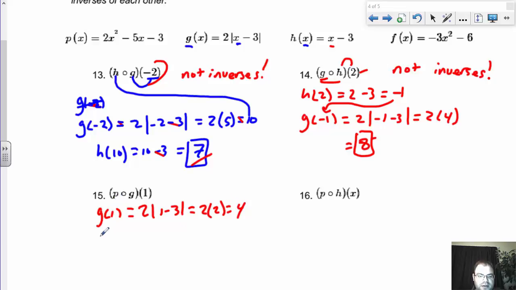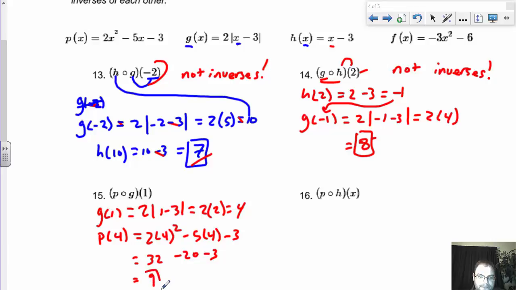And that goes into p now, so I need p of 4. P is this quadratic equation. So I get 2 times 4 squared minus 5 times 4, substituting in for x, right? And then minus 3. 4 squared is 16, times 2 is 32, minus 20, minus 3. 32 minus 20 is 12, and 12 minus 3 is 9. And that will be your answer.